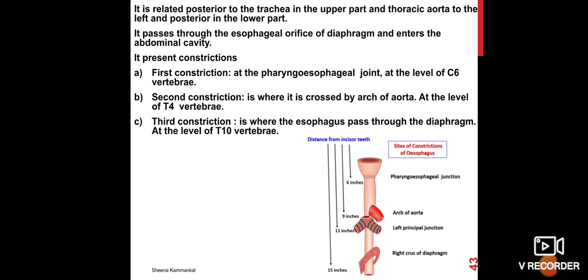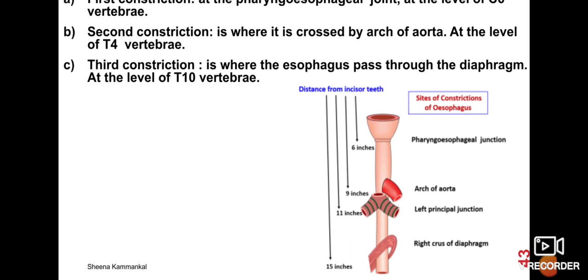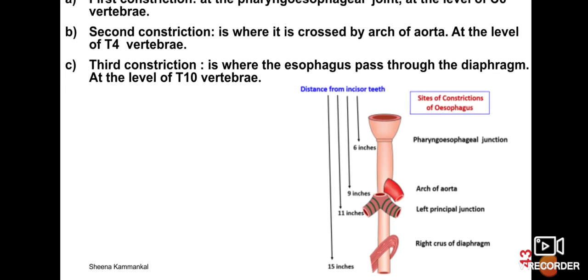The first constriction is present at the junction between the pharynx and esophagus. That means at the very beginning of the esophagus, which lies at the level of the C6 vertebra. The second constriction lies where it is crossed by the arch of aorta. The third one lies where it is crossed by the left bronchus, and the fourth one is present at the junction between the diaphragm and the esophagus. So these are the four natural constrictions present in the esophagus.